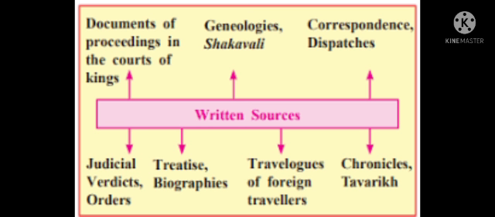Manuscript is a copy of a book or a very old book or document that was written by hand. Treatise is a formal piece of writing that considers and examines a particular subject. Decree is an official order given by the government. Biography is the story of a person written by another person.